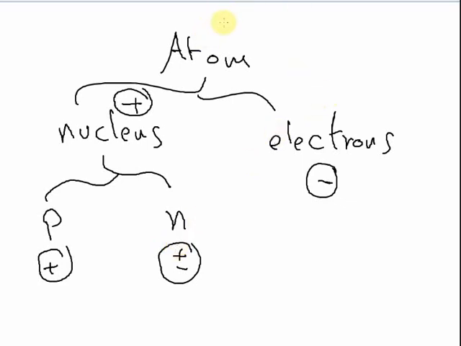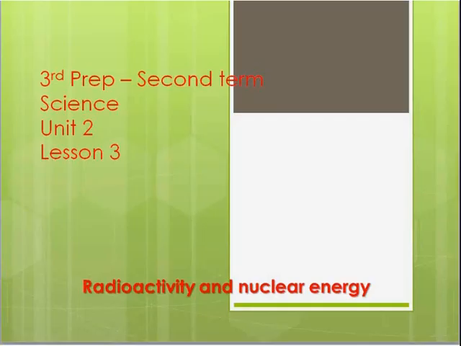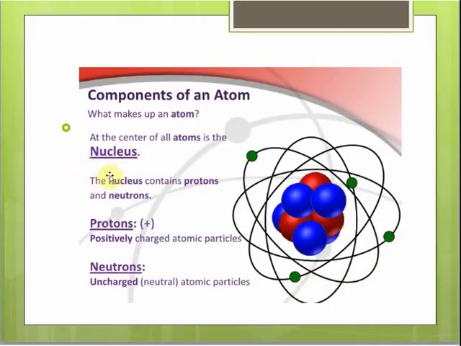So the charge of the atom is neutral because it contains negative electrons and positive protons, while the number of negative electrons equals the number of positive protons. So now, the components of the atom: the atom consists of the nucleus and electrons revolving around it, while the nucleus consists of positive protons and neutral neutrons. Okay, now we will know the difference between the chemical reaction and nuclear reaction.